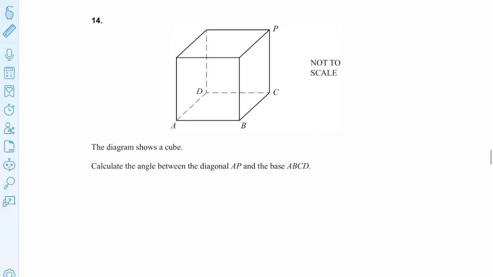Question number 4 is given. The diagram shows a cube. Cube means each and every length will be exactly the same. And find the angle between the diagonal AP, this one, and the base ABCD.